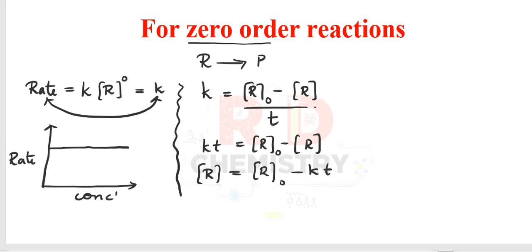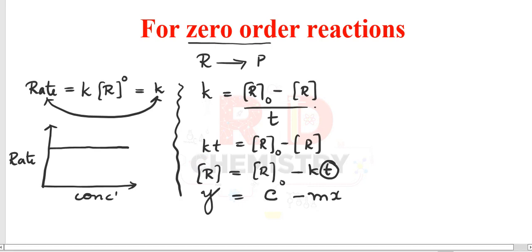So I'll write R is equal to R naught minus KT. So R is the variable y along the y-axis. R naught is the fixed concentration, the initial concentration, and time t is the variable. So let me write down mx here, x is the variable, so minus kt, and here it is the intercept c.